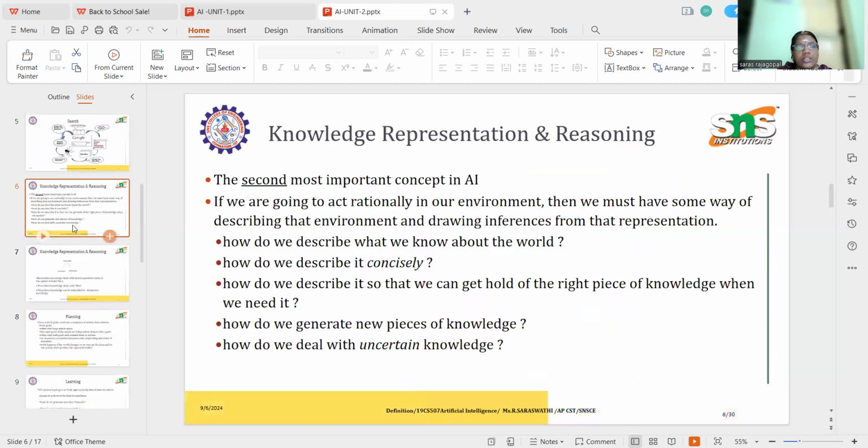Next one is knowledge representation and reasoning. In knowledge representation, the knowledge can be retrieved from the environment. The knowledge is describing the environment and drawing inferences from that representation. How do we describe what we know about the world? How do we describe it so that we can get hold of the right piece of knowledge when we need it? How do we generate new pieces of knowledge? How do we deal with uncertain knowledge? These are the different types of knowledge representation based on the environment.